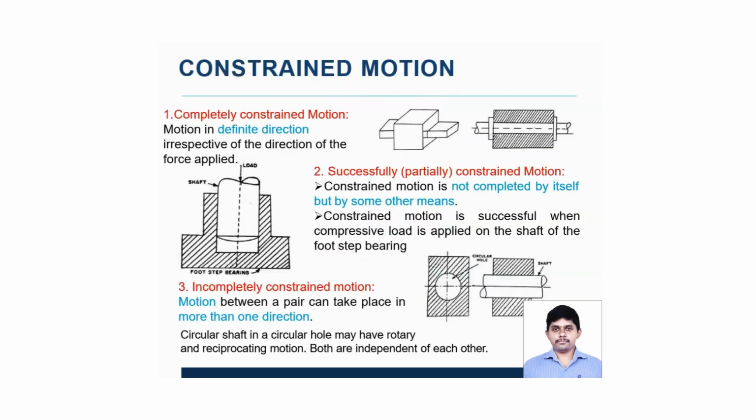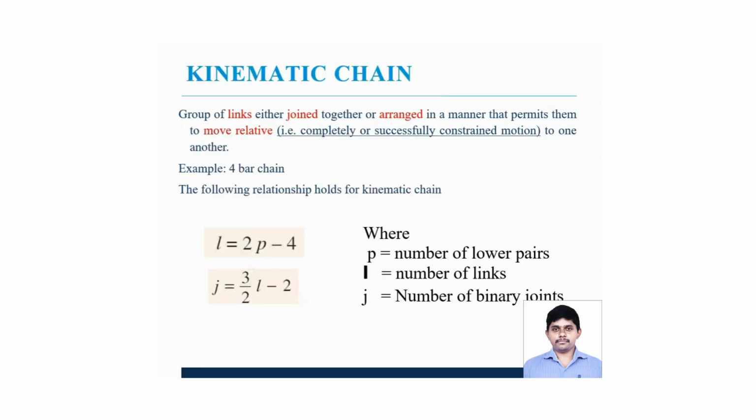Generally, kinematic pairs and kinematic chains have some kind of restricted motion: completely constrained motion, successfully constrained motion, and incompletely constrained motion. These are the three categories. If it is completely constrained, it is restricted to only a definite direction. If it is successfully constrained, it is restricted but controlled. In the case of incompletely constrained, the constraint takes place but in more than two different directions. That is what we call incompletely constrained.